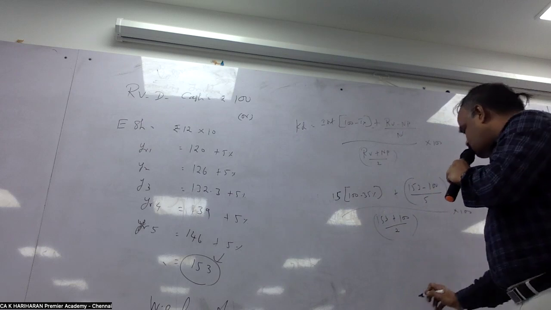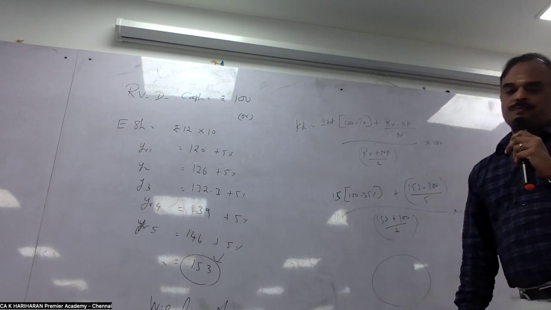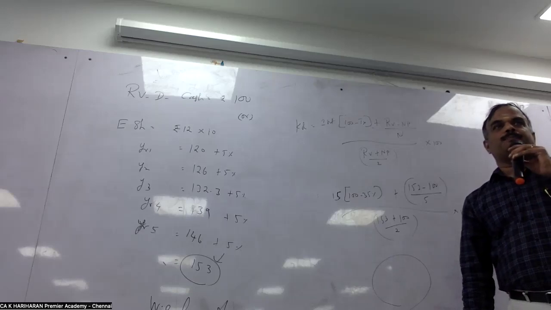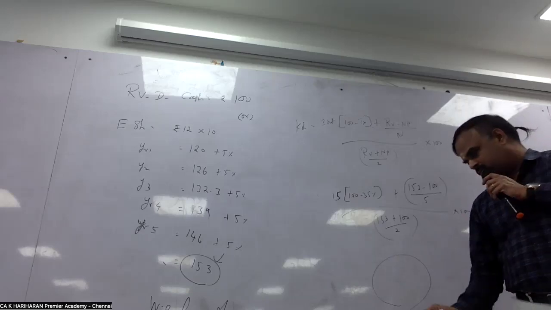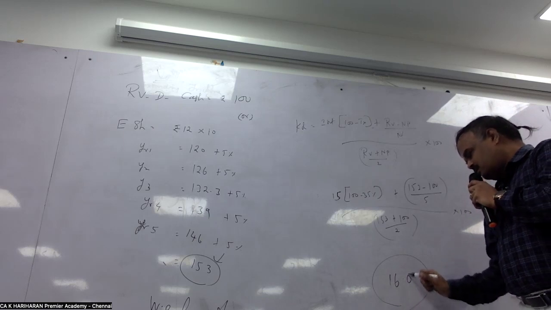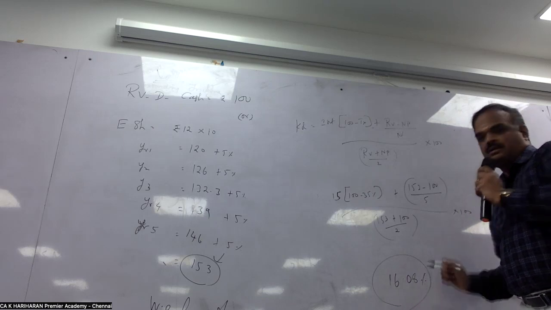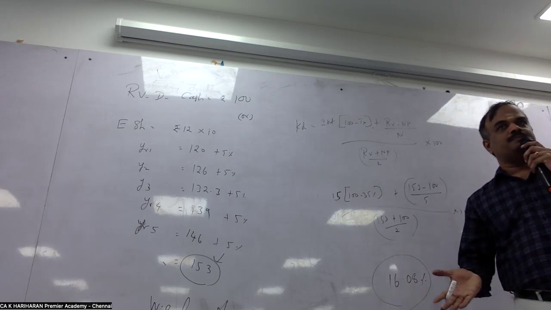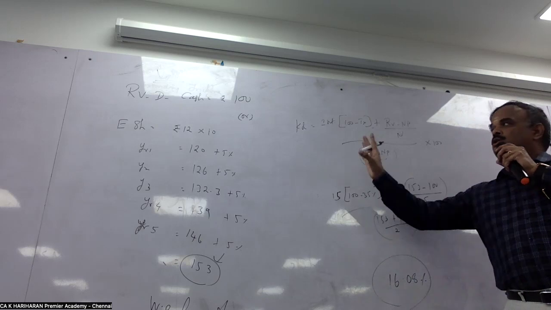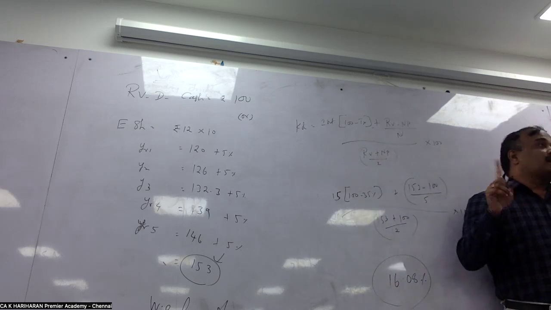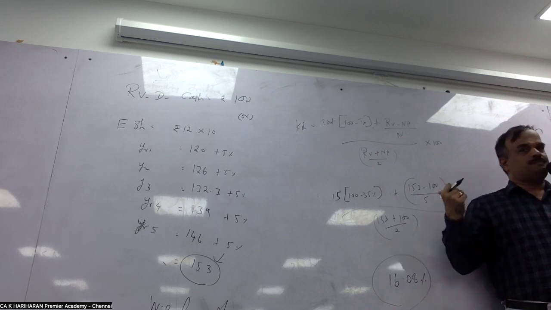But we have to express it in terms of percentage. Understood? This comes to 16.08%. Clear? Shall I repeat once again? Very comfortable? Understood? So which one have you learned now? Cost of convertible debentures.